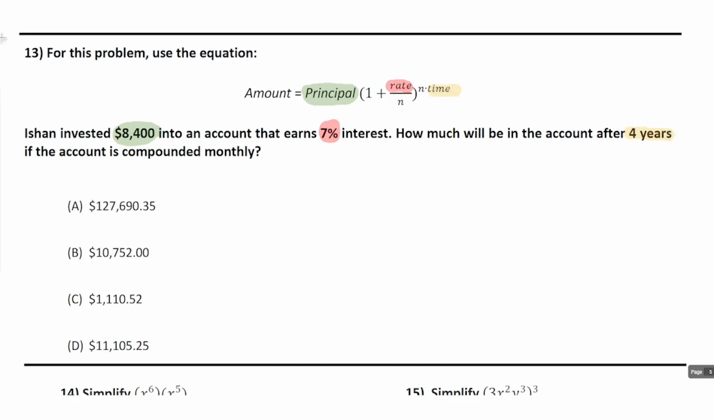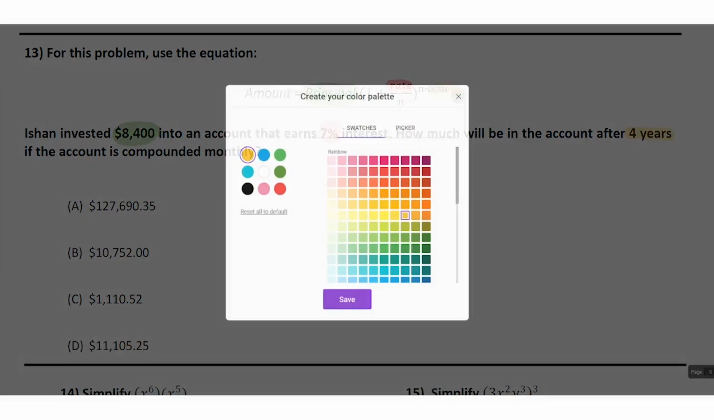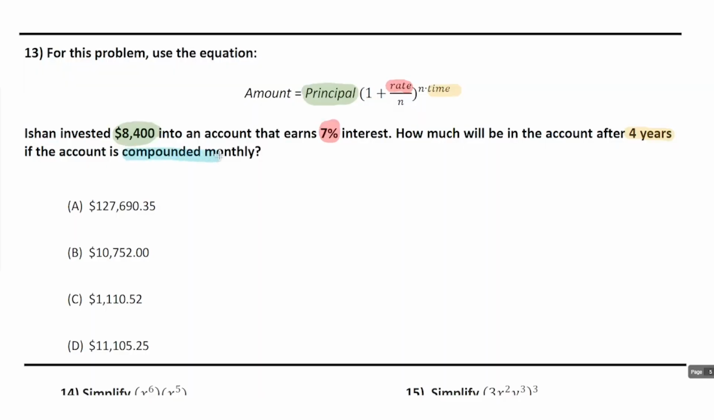If the account is compounded monthly, that tells us that the N value is 12 because interest is being compounded 12 times in a year. If it's compounded monthly, once a month, 12 months, so 12 times per year. So that's the number we're going to put in the N. And then the amount, well, that's just going to be our answer. So we're going to put all this in the calculator and hopefully get our answer.